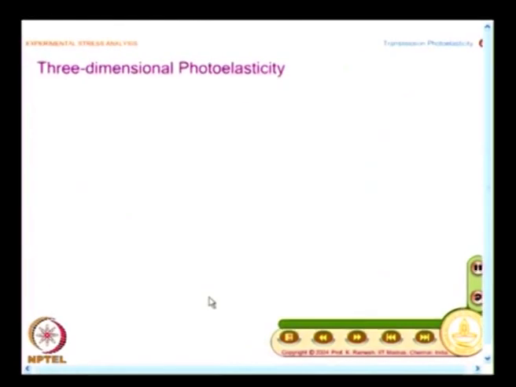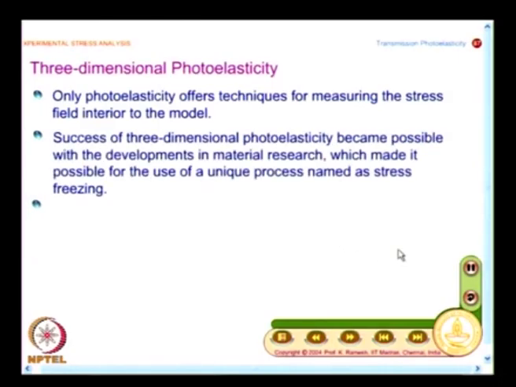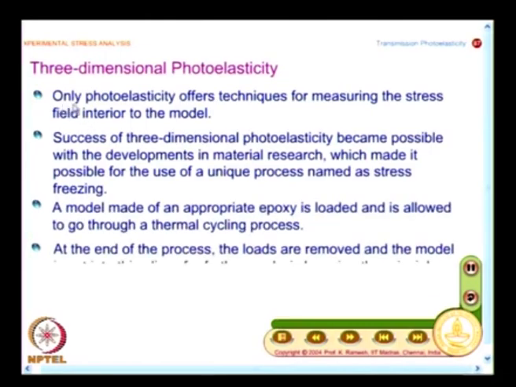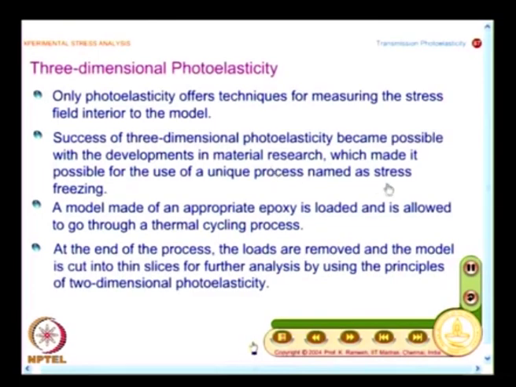So, now we will look at the method of stress freezing and slicing. We have emphasized earlier also that only photoelasticity offers techniques for measuring the stress field interior to the model. That is one of its advantages, and this was possible because of a unique process named stress freezing. I have also mentioned that many developments in engineering are because of advancements in material research. So, you had developed epoxies, and they exhibited a nice property: when I go through a thermal cycling, the stresses get locked into it. So, it is material research which has contributed to the development of stress freezing.